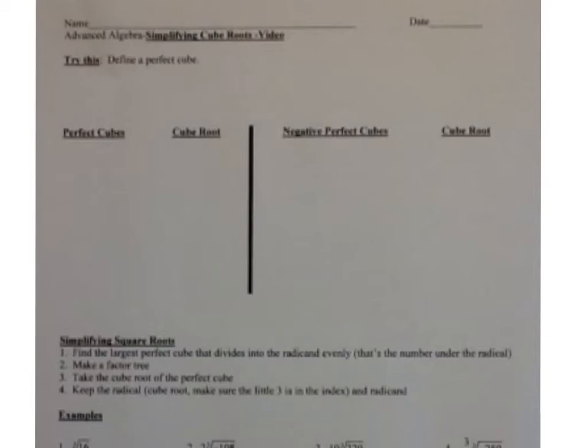So the definition of a perfect cube is the product. So remember, product means the answer to a multiplication problem. It's the product of a number multiplied three times.